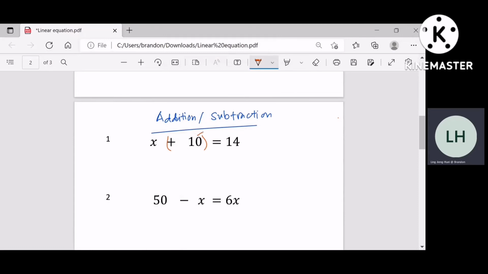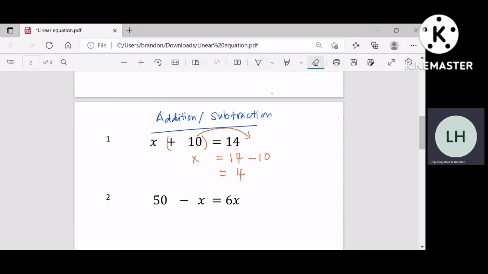So with this x plus 10, we can actually shift it to the other side. Okay, so you have x equals 14 minus 10. So whenever you switch sides, the sign will change from positive to negative, or from negative to positive. So here you have 14 minus 10, which is 4.